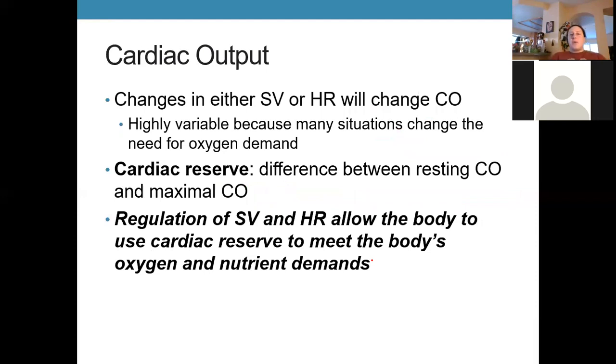So because cardiac output is determined by stroke volume and heart rate, changes in either stroke volume or heart rate will change cardiac output. Now, cardiac output is highly variable, because a lot of different situations will change how much oxygen different tissues in the body need. So the heart needs to be able to respond fairly rapidly to changing conditions in order to properly supply all of your tissues. Cardiac reserve is how much extra cardiac output you have to call upon compared to when you're at rest. So the difference between your resting cardiac output and your maximum cardiac output. In order to call upon your cardiac reserve in times of high oxygen demand, your body is going to regulate your stroke volume and your heart rate to manipulate your cardiac output.